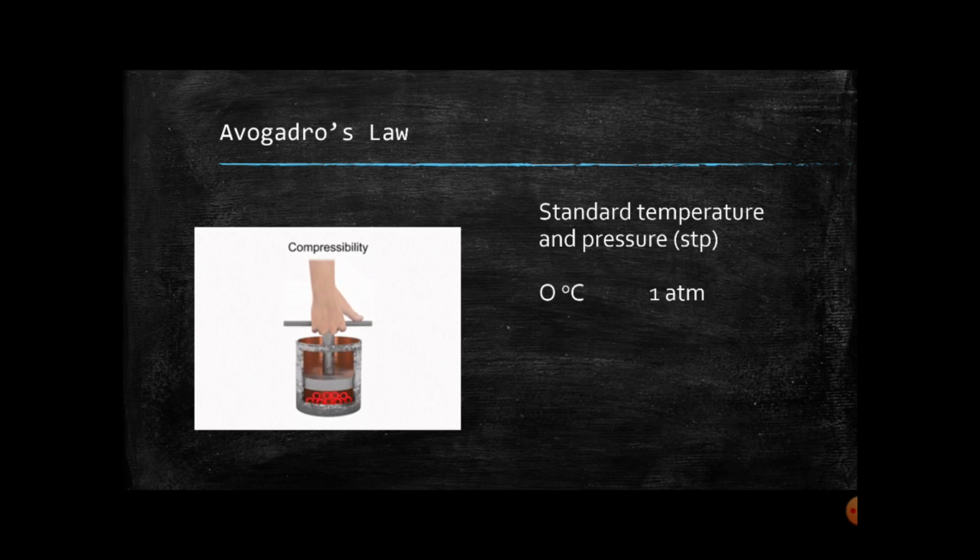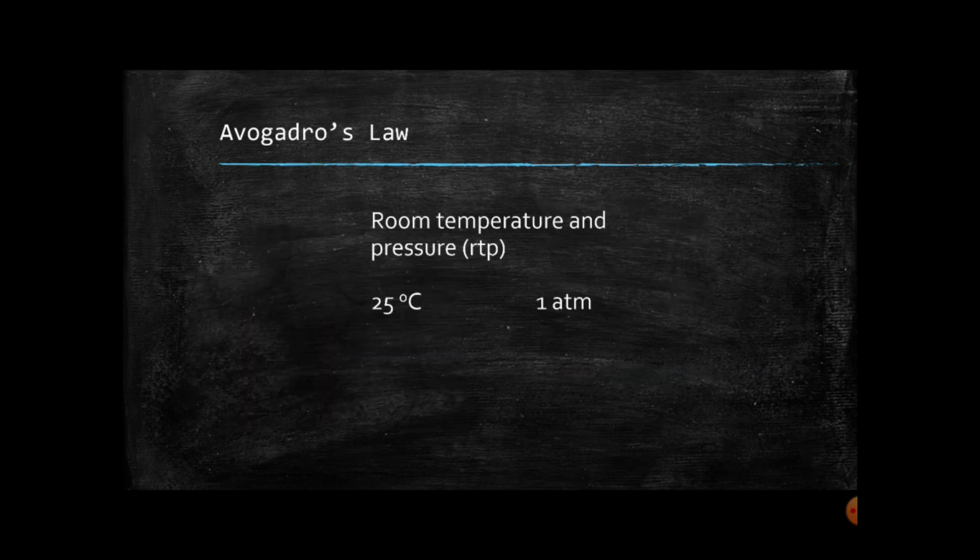This is when the pressure is 1 atmosphere and the temperature is 0 degrees Celsius. And at STP, or standard temperature and pressure, 1 mole occupies 22.4 dm cubed. We could also do our calculations at room temperature and pressure, RTP, where again the pressure is 1 atmosphere, but the temperature is 25 degrees Celsius.